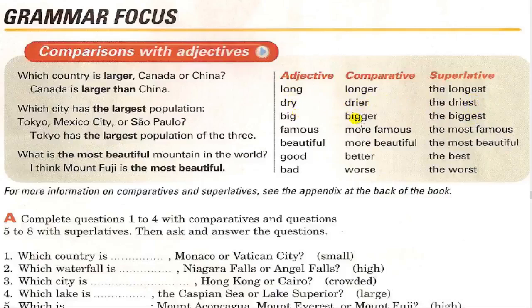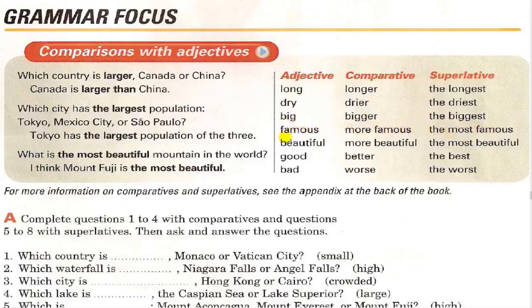Big, bigger, the biggest. Big, bigger, double G. The biggest, double G-E-S-T. Here there is a vowel before the last letter. The last letter is G, and before the G we have I. We have a vowel: A, E, I, O, U. So we double the last letter. Big, bigger, the biggest.